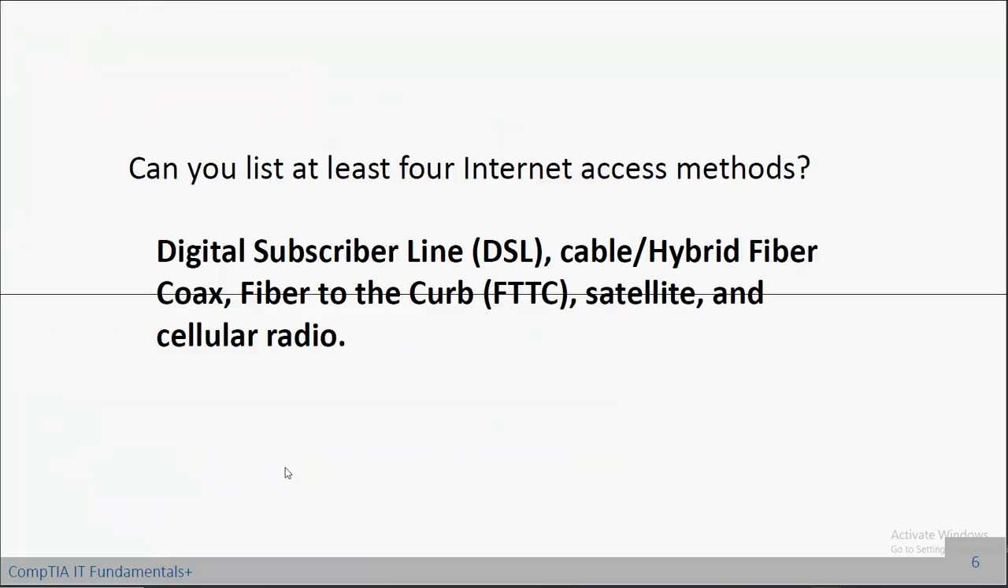So can you list at least 4 internet access methods? So again, DSL is one way, or using a cable modem, right? Satellite is another way, especially in rural areas, and cellular radio. So you could basically use your cell phone as a modem and then access the internet through that as well.